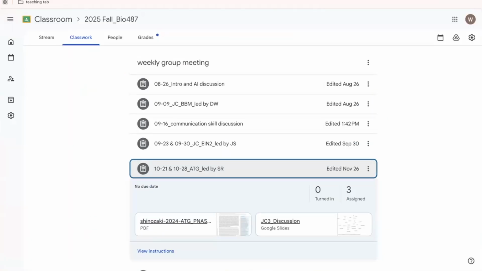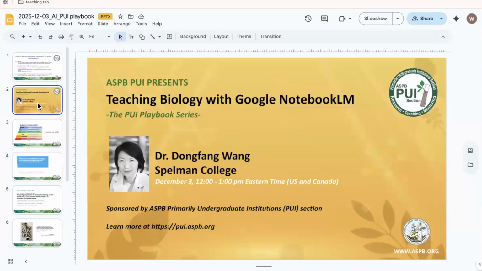So now I'm going to come back to today's discussion. The topic is teaching biology with Google NotebookLM. This is a large language model. A little introduction about myself: I'm Dongfang Wang from Spelman College. I teach intro bio, developmental biology, and independent research. Oh, I also teach computational biology.